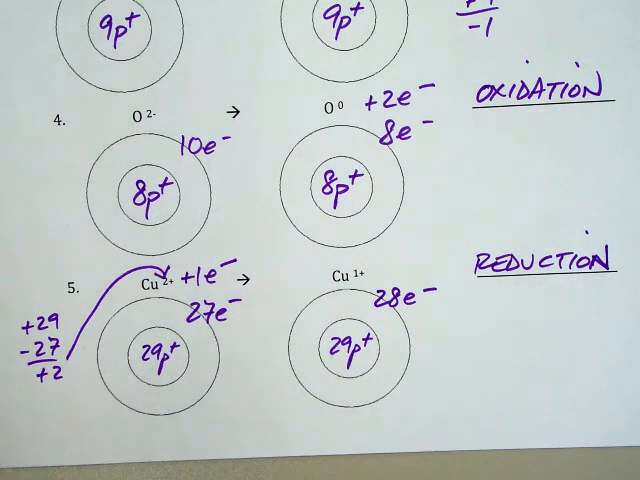So hope that helped you understand a little bit about these oxidation and reductions. These are known as half reactions, and in the next video what we're going to do is look at oxidation and reduction half reactions within an actual chemical reaction.